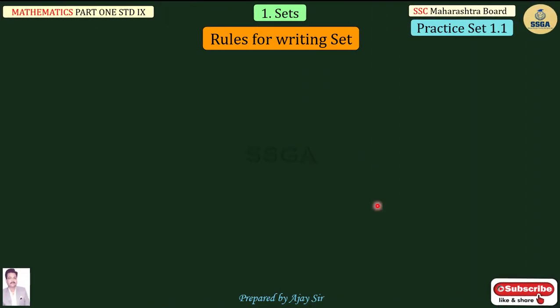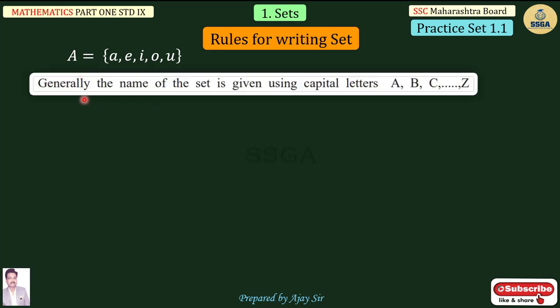Next point. Rules of writing a set. So how to write a set? Let us consider one example. Set A is the vowels in the English alphabet. So these are the vowels in the English alphabet. Generally, the name of the set is given by capital letters A, B, C, D. Means any set is indicated by a capital letter like this, A, B, C. Any capital letters you can use.